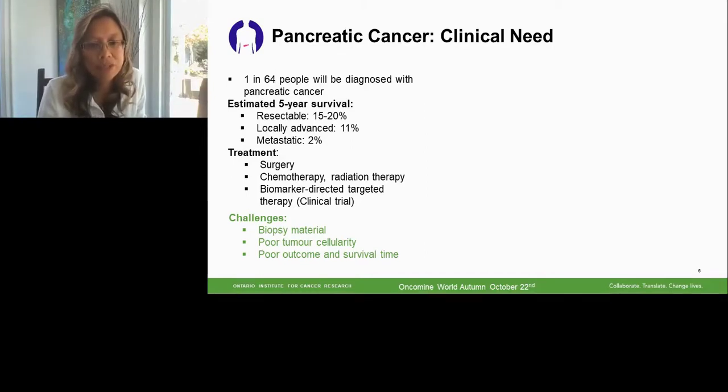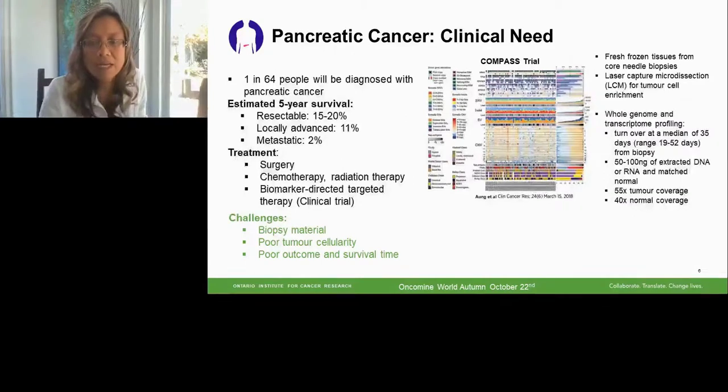The treatment includes surgery, chemotherapy, radiation therapy, and in some cases, in the context of clinical trial, there might be biomarker-directed therapies. The challenges for pancreatic cancer are slightly different than breast cancer. Although biopsy material is being profiled, these cancers have poor tumor cellularity. And unfortunately, there's the challenge of the poor outcome and survival times facing these patients.